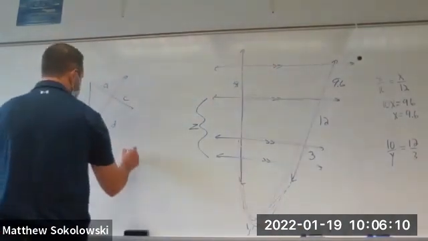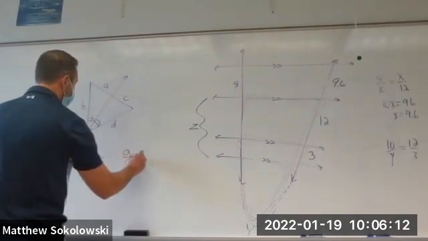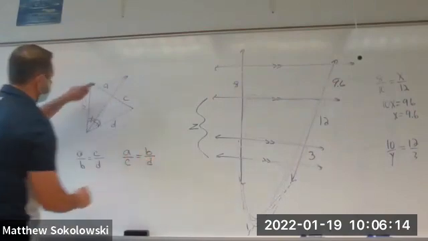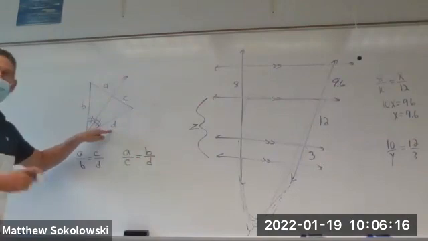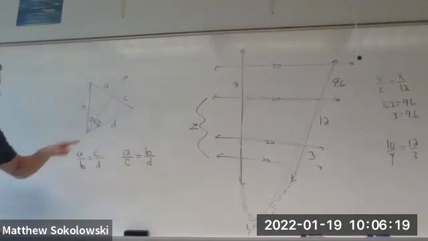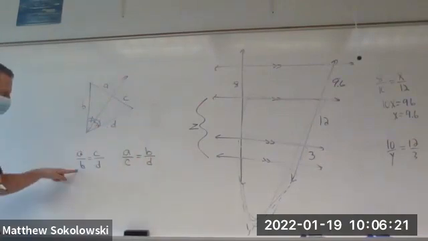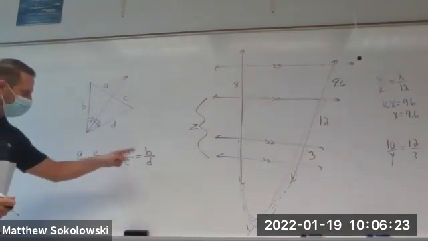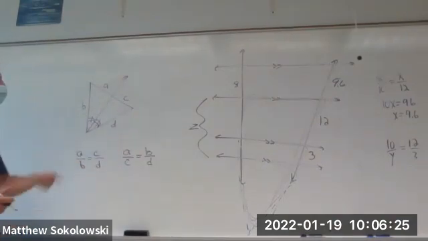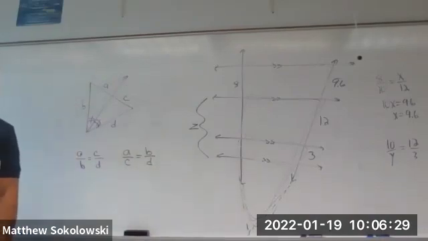A over C equals B over D. This over this equals this over this. Now, why is it the same? Cross multiply. AD, BC. Cross multiply. AD, BC. Same thing. This over this equals this over this. Give me another one that works.